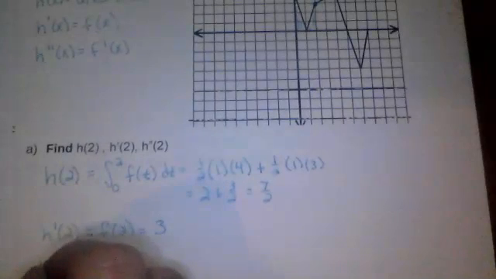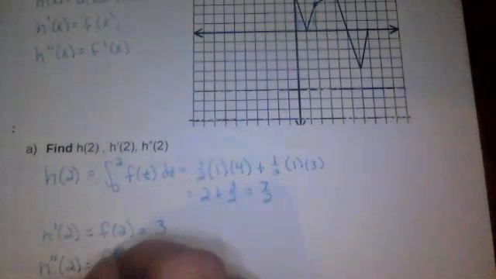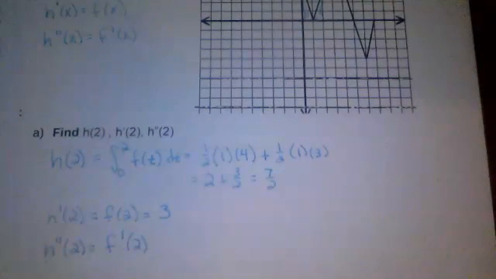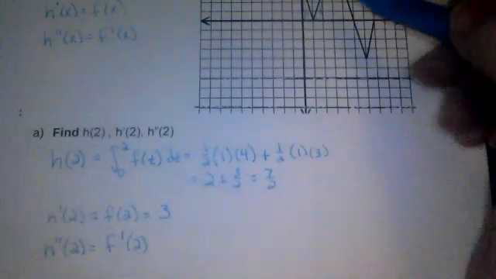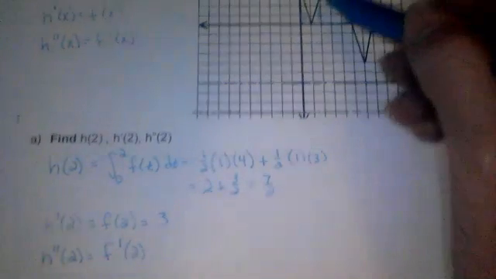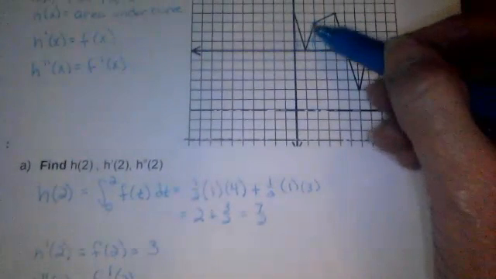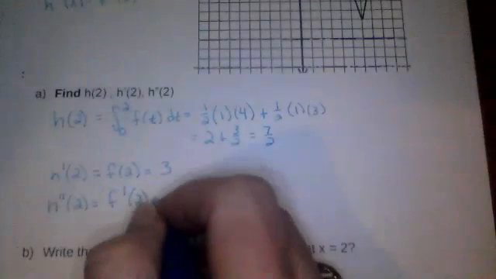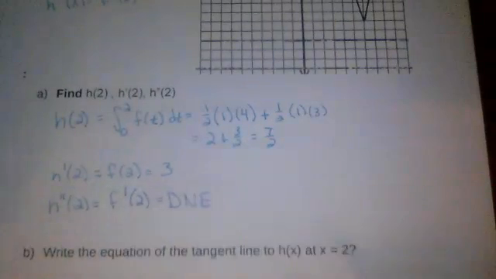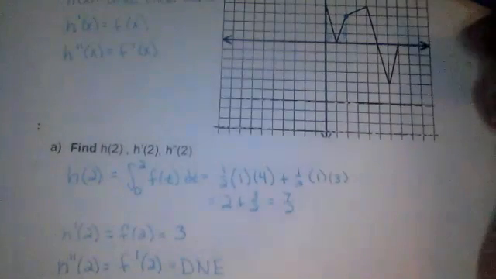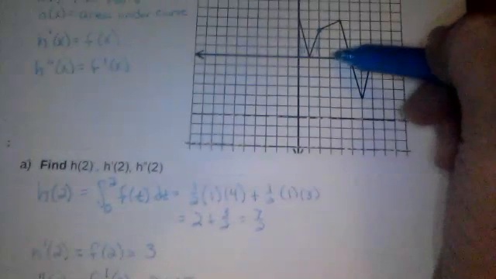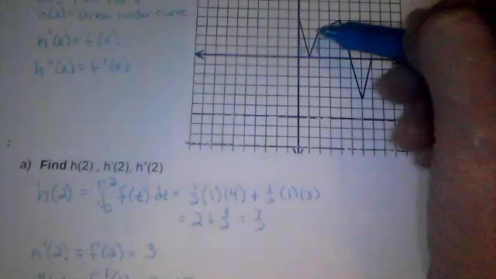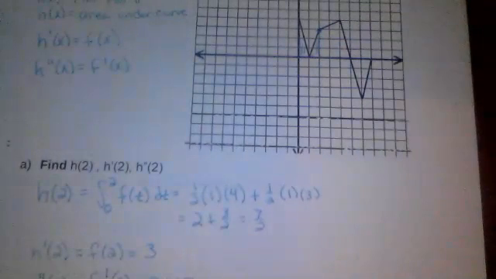If they ask me to find the second derivative at 2, then they're asking me for the first derivative of f at 2, which would be the slope at 2. And this one happens to be a place where the slope is not defined. That's a sharp turn. Remember, we cannot take the derivative there. So the derivative does not exist. Now, if they had asked me for, like, the slope over here at 3, I could do that. I can find the slope of this section, but not here where it's a sharp turn.